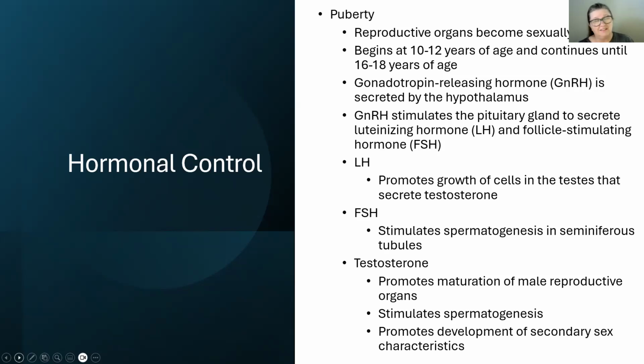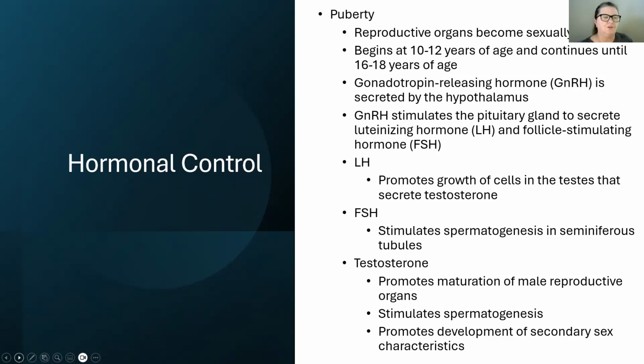Depends on the individual. What happens at this point is a hormone called GnRH, or gonadotropin releasing hormone, gets secreted by the hypothalamus in the brain. And that then stimulates the pituitary gland, which is also in the brain, to secrete two hormones, one called luteinizing hormone, or LH, and the other called follicle stimulating hormone, or FSH. I will follow up with an endocrine video for these, which explains all of these hormones.